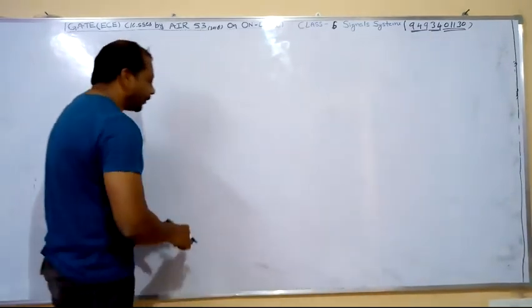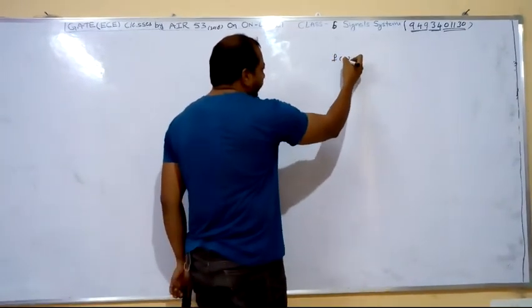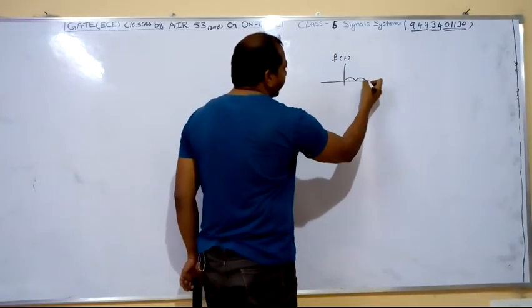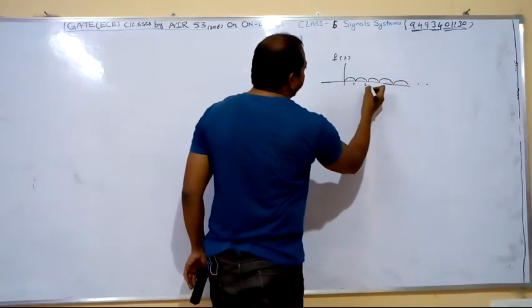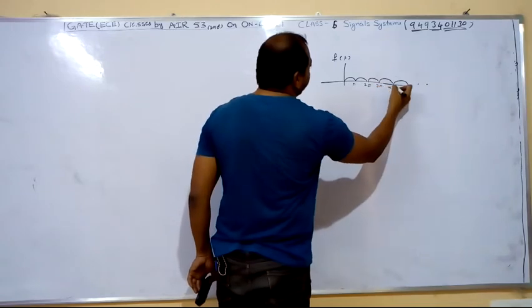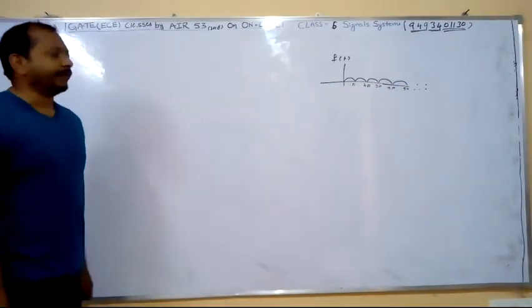Now coming to the periodic signal, the signal f of t is given like this. Then what is the Laplace transform of this? The signal is given like this: pi, 2 pi, 3 pi, 4 pi, 5 pi, like that. They ask you to calculate the transform of this.